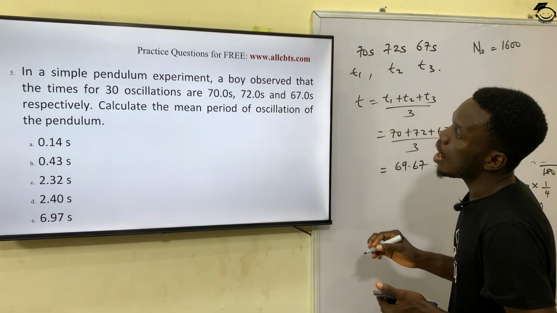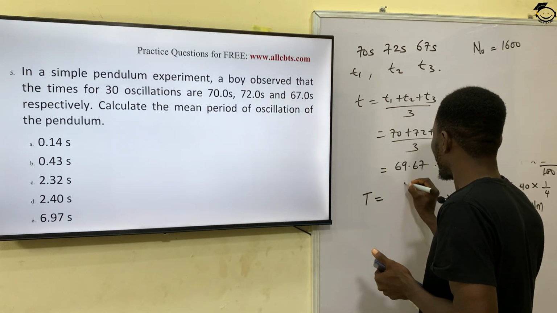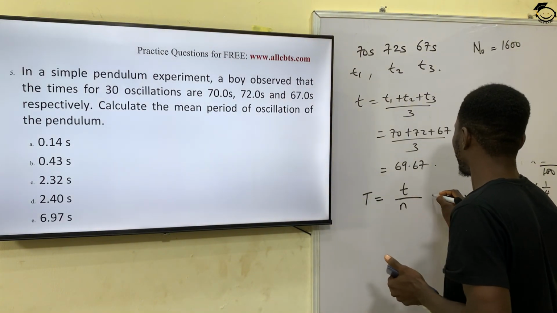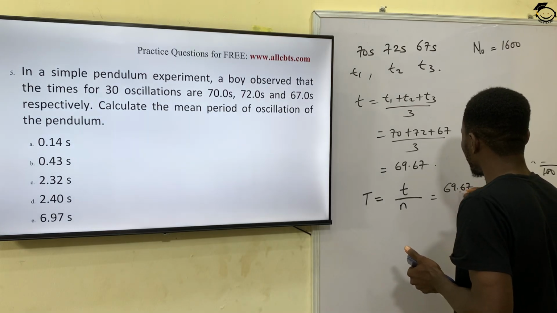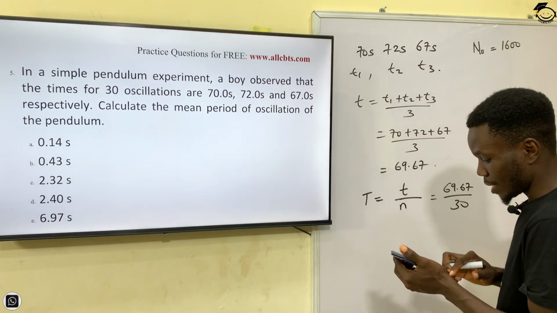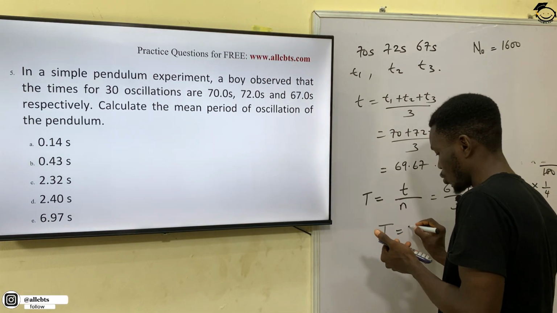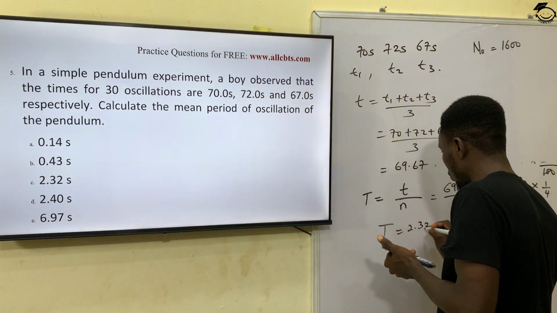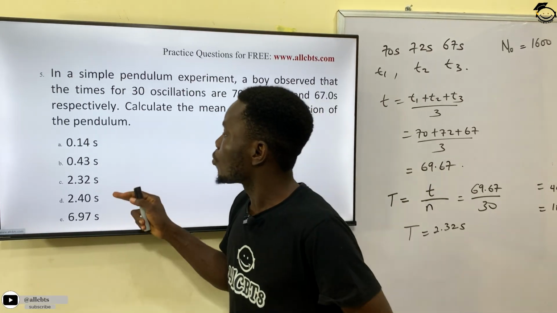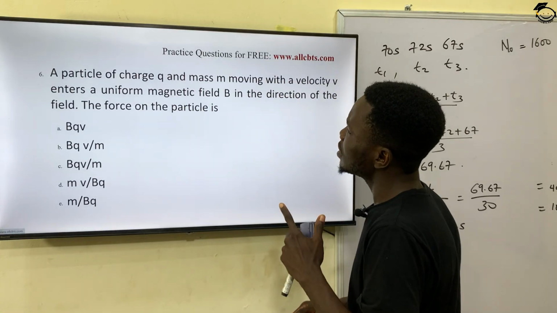So once I've gotten this, I will now use it to calculate my mean period. And how do I do that? My period is equal to my mean time divided by the number of oscillations, which gives 69.67 divided by 30, because in the question it said 30 oscillations. So if I divide by 30, my period will be 2.32 seconds, which is option C.